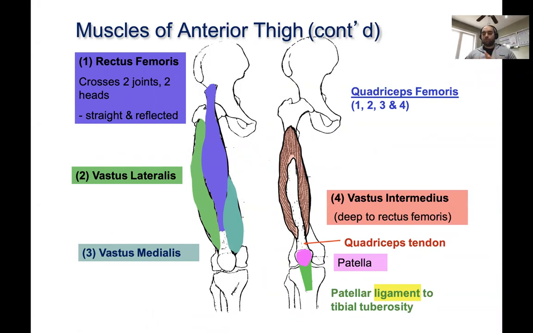Now what we're going to do is look at the quad muscles in isolation, right? We've moved all the other muscles out of the way, and once again, you can see that the rectus femoris originates from the anterior inferior iliac spine, courses along the entire thigh, and attaches to the quad tendon right over here, right? It has two movements: it flexes the hip and extends the knee because it crosses the two joints.